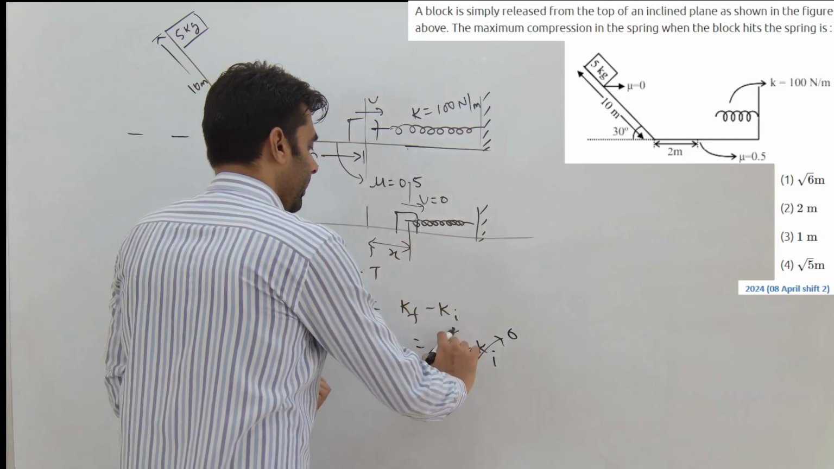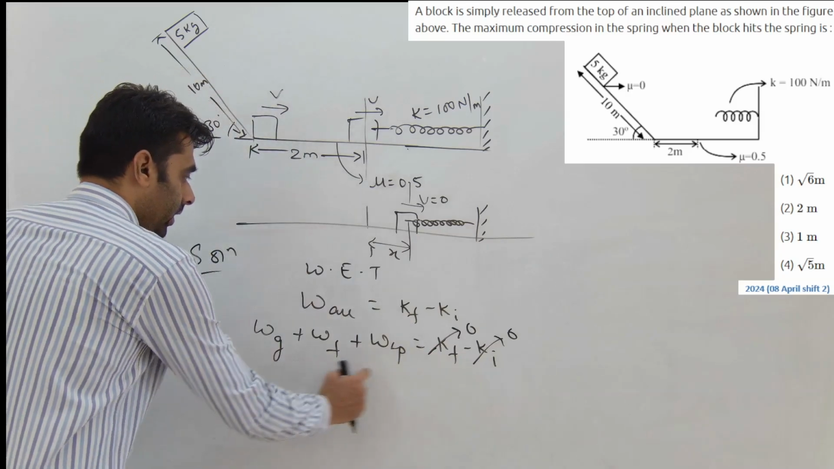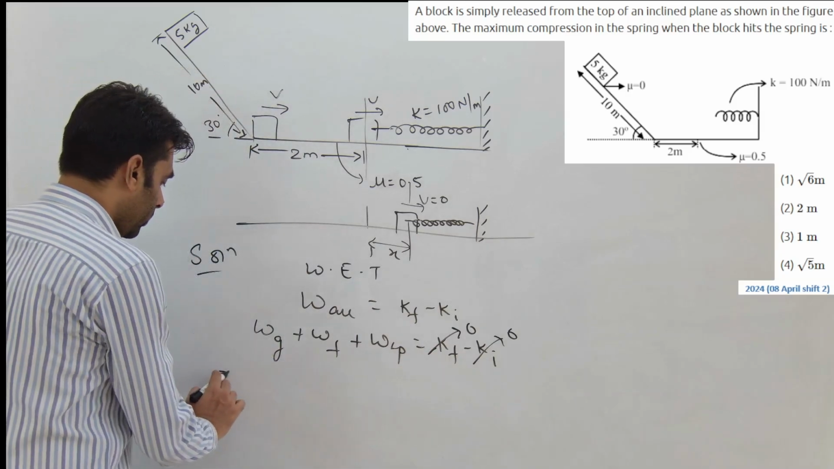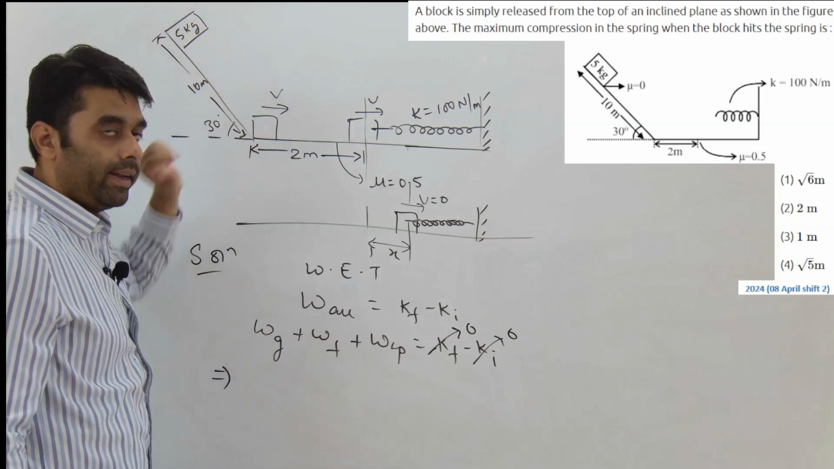So final kinetic energy, velocity will be 0, kinetic energy will be 0. Well and good. So we are left with these. Let us put the values. Work done by gravity. Gravity is doing work when the block is sliding down the incline.